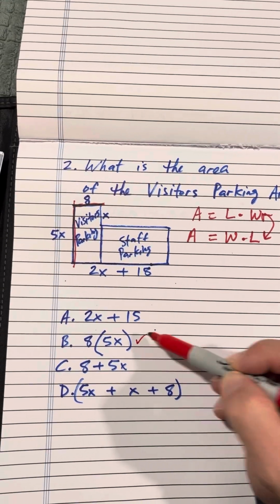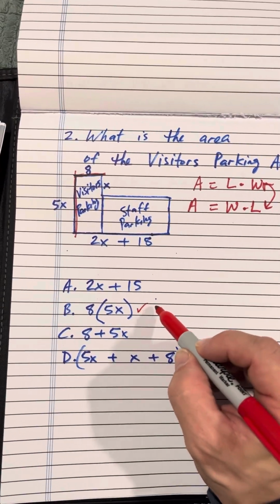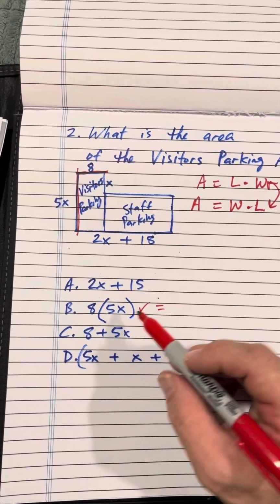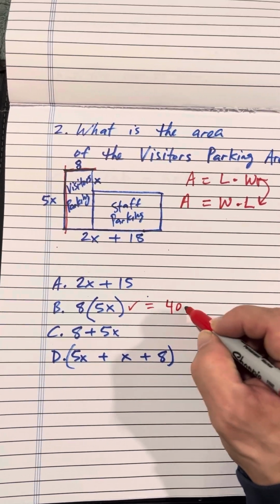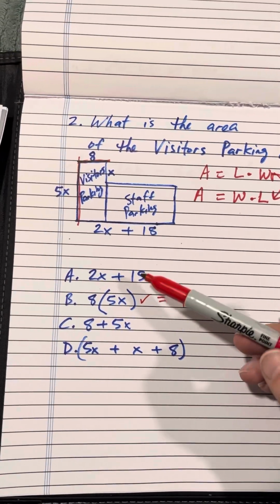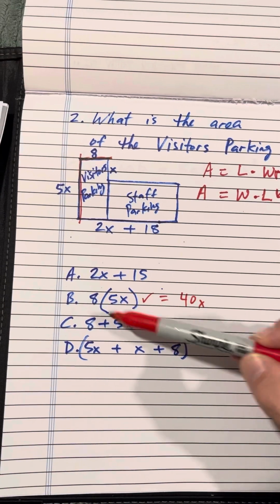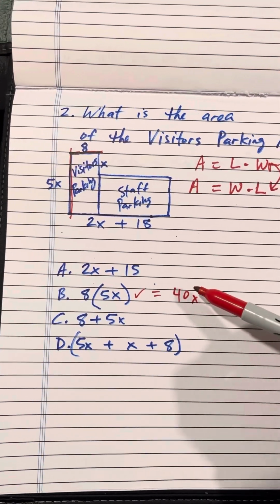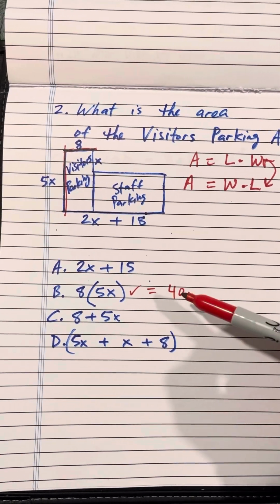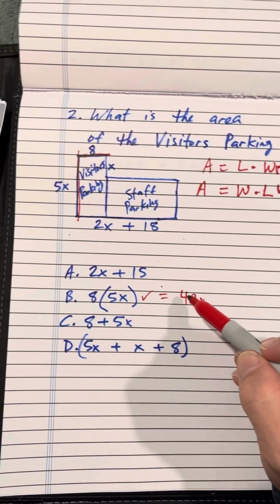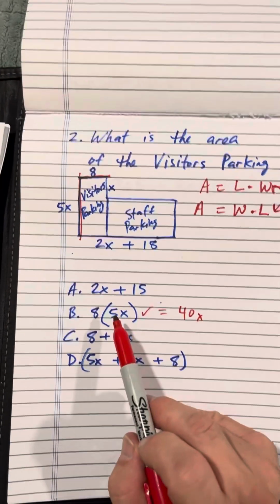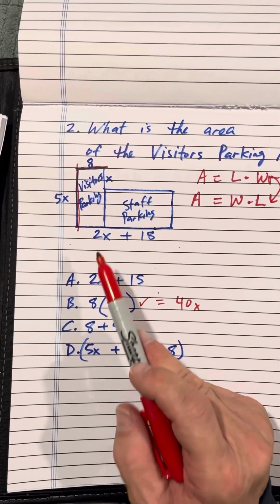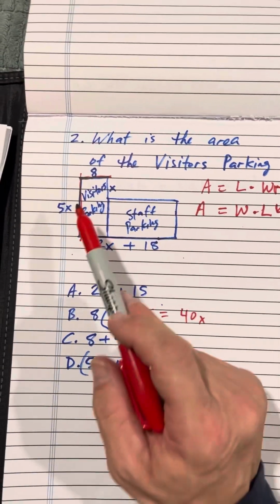That's a good answer there. Now, I know in class, I would have had you just combine that. We would have multiplied it, and it would have given us 40x. But on the test, this will be good enough, okay? So if you don't see something like this, a variable with its coefficient, just ask yourself which one of these shows the width times the length or the length times the width.